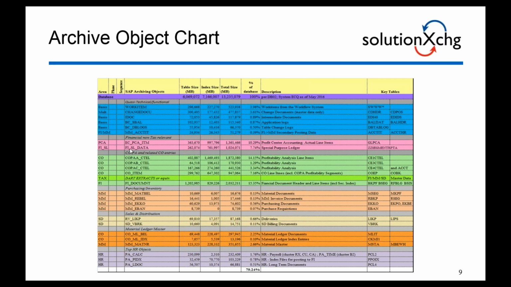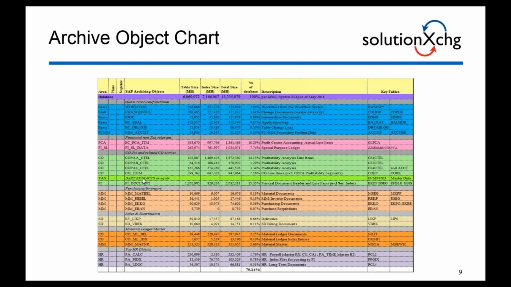The next subset of data in this example is targeting financial non-tax relevant data. Typically, for DART or tax reasons, you don't need to look at profit center accounting. That's for your own reporting purposes, special purpose ledger, COPA. This is all for your internal reporting purposes. So we can archive this data before looking at or dealing with any tax considerations.